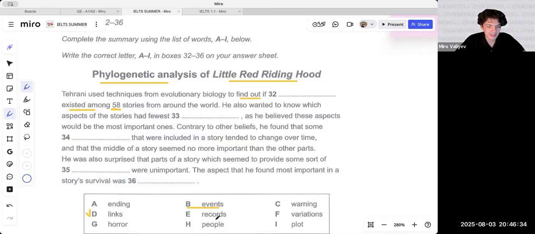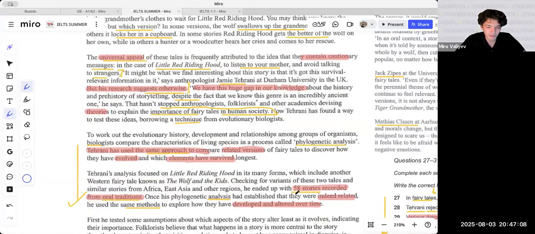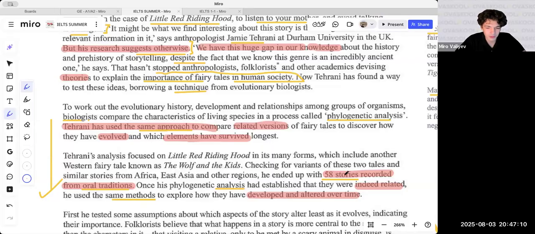Records, if records existed, doesn't make sense. If variations existed, maybe, yeah, could be variations as well. Horror, doesn't make sense. People, no. Plot, well, each story has a plot, so it will for sure exist. He doesn't need to use evolutionary biology to ask if the story has a plot. Without the plot, there is no story. So it's either links or variations, in my opinion. Let's read carefully the sentence before or after those 58 stories.